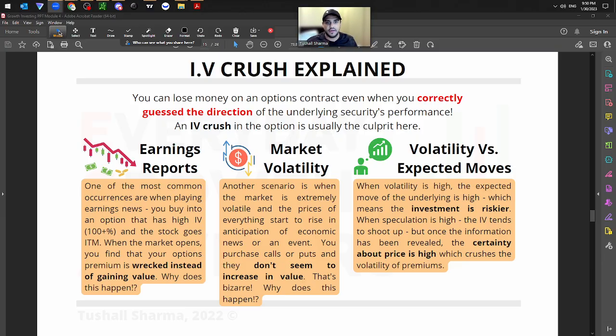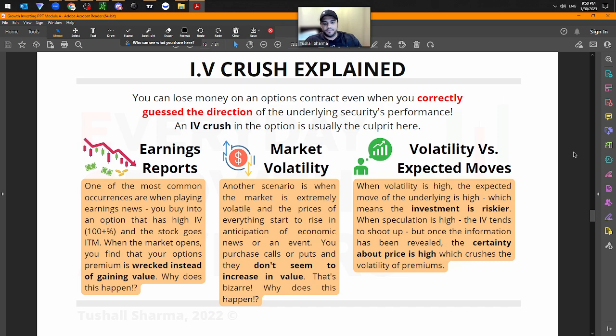Find another trade. There are so many other things to trade in a day. There are thousands of opportunities. You just need to pick the right one. Okay? So that's IV crush explained.